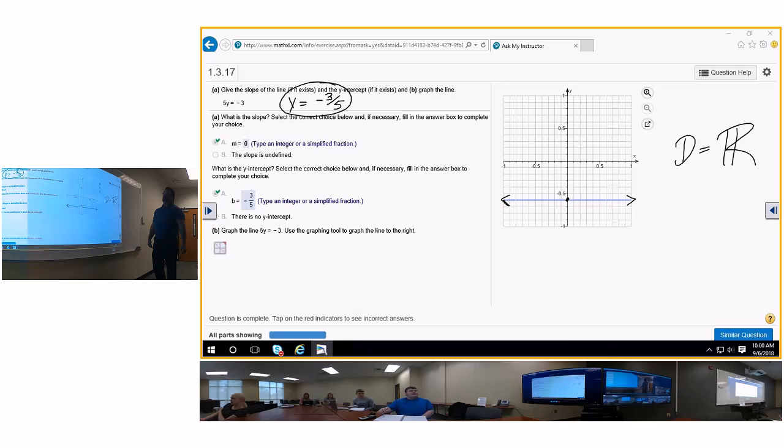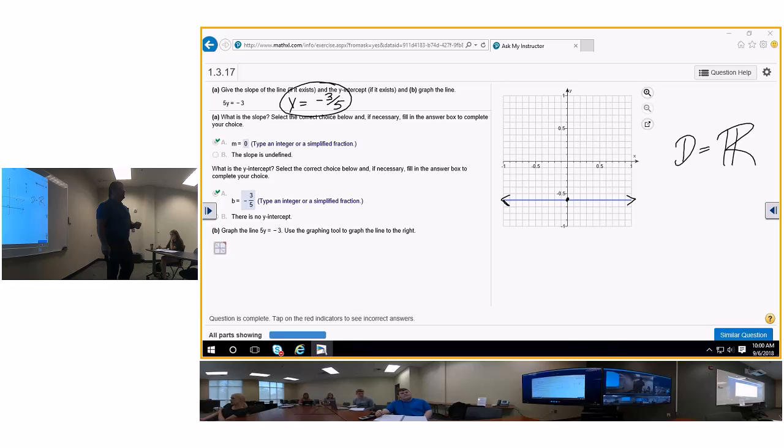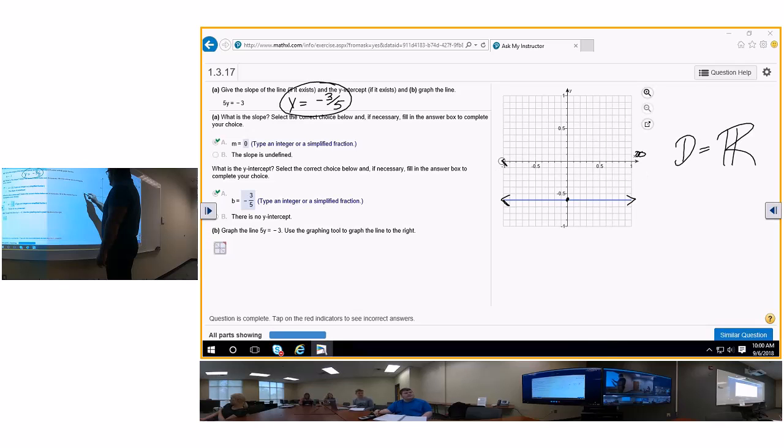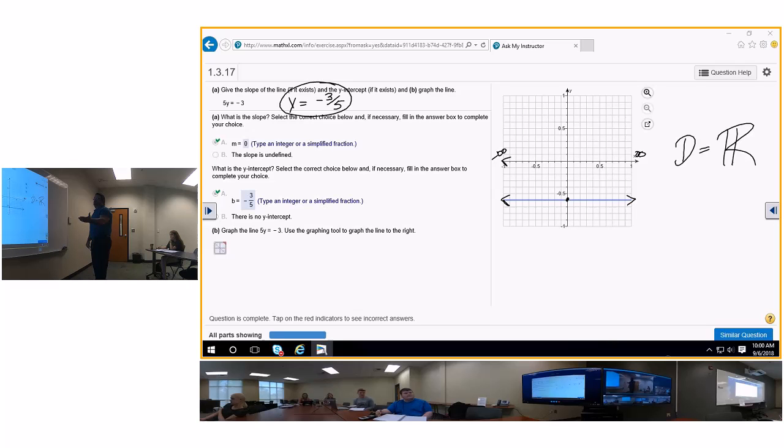All real numbers. How else can you write all real numbers? Infinity. That's half right. What's this arrowhead called? Negative infinity. So what is all real numbers in regards to infinity? Negative infinity to what? Infinity. To positive infinity. So you can do either one of those.